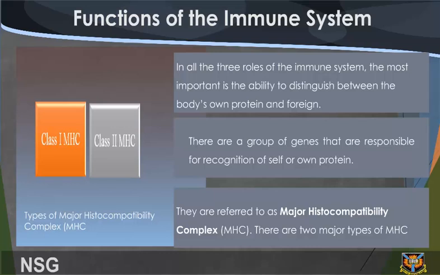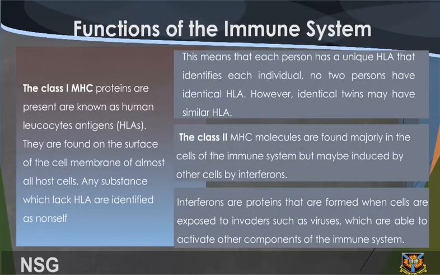Functions of the immune system. In all the 3 roles of the immune system, the most important is the ability to distinguish between the body's own protein and foreign protein. There is a group of genes that are responsible for recognition of self or own protein. They are referred to as the major histocompatibility complex, MHC. There are 2 major types of MHC. 1. The class 1 MHC. The class 1 MHC proteins are present and known as human leukocyte antigens, HLAs.